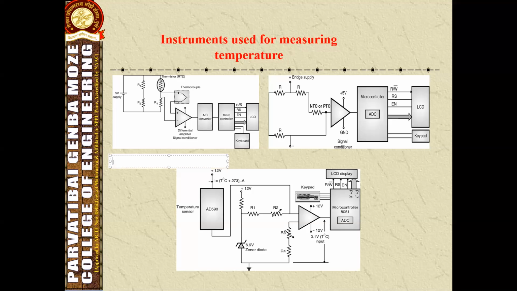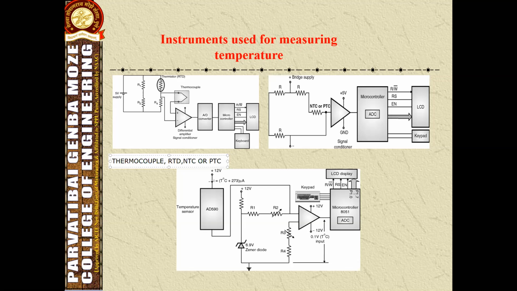First one is thermocouple. Second one is RTD, which is resistance temperature detector, and another one, I will write in short form, NTC, which means negative temperature coefficient, or we can say positive temperature coefficient. These are the elements required for measuring the temperature. Let's see them one by one.